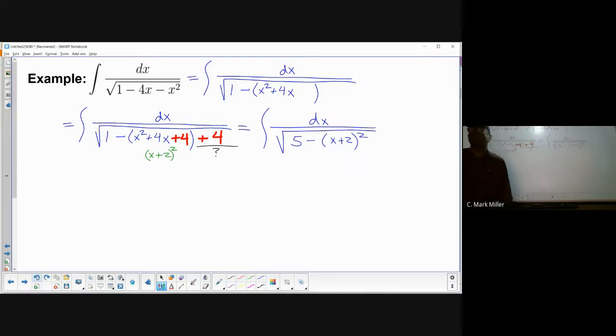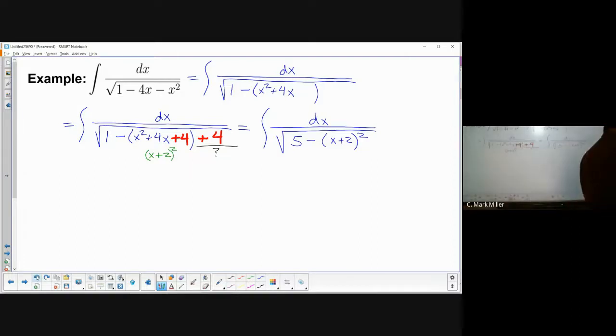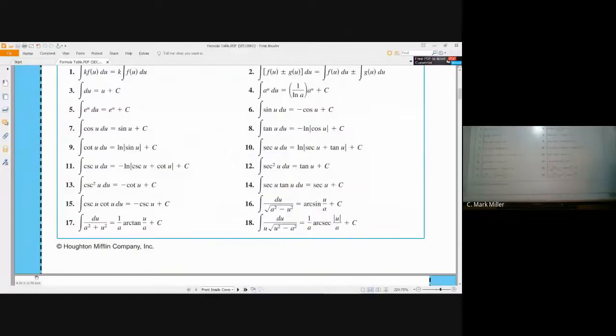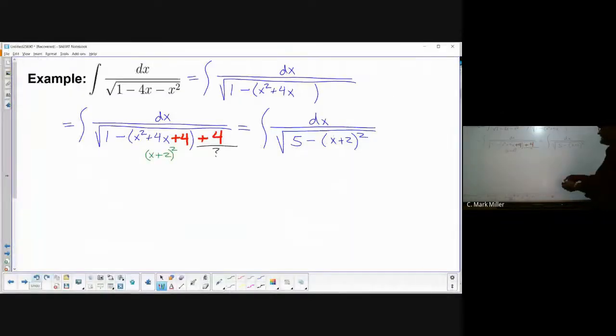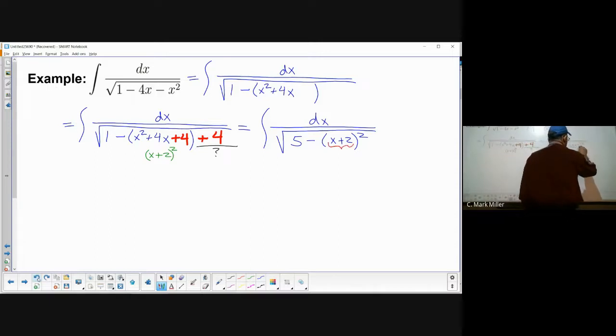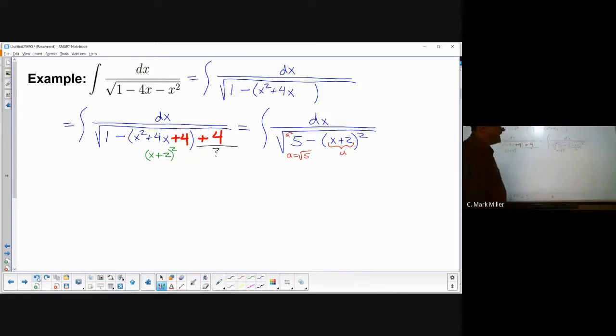Question: what form is that in? 16, 17, or 18? I think it was 18. Which trig function is that? Yeah, it's arc sine. We don't have anything out here. If we had something there, we could have maybe sec, but we don't. So this is arc sine, where this is u. What is a? A is the square root of 5, because this is a squared here. So a is the square root of 5.